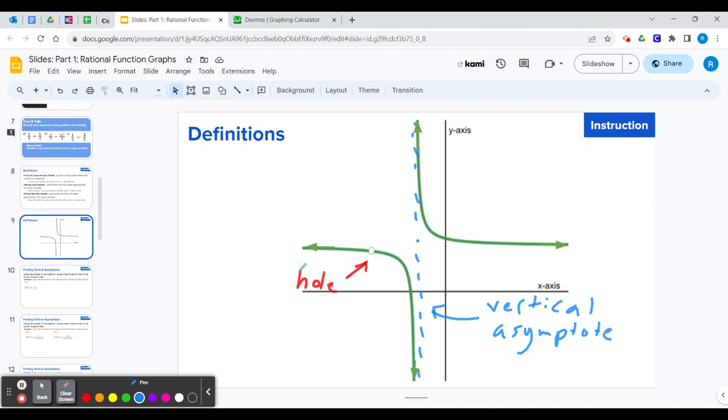And that last one, you'll notice that we have a similar kind of thing happening horizontally, where there is a line that our graph never actually crosses. It approaches it on both sides, but it never actually crosses over. This is a horizontal asymptote.